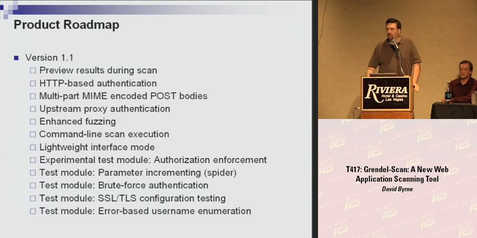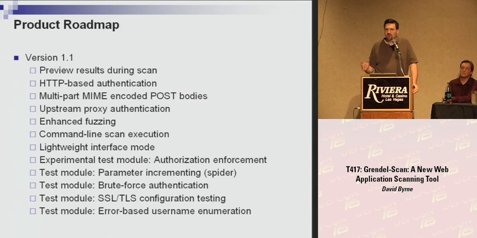So I want to go over the product roadmap real quick. This is not a complete list of new features, just the highlights. Version 1.1 should be out around Thanksgiving of this year. You'll be able to preview the scan results before it's completed, which is especially useful if you're doing a manual test alongside. HTTP-based authentication will be supported. I really wanted to have this ready in time for DEFCON. It just didn't happen. However, very few web apps these days use HTTP authentication.